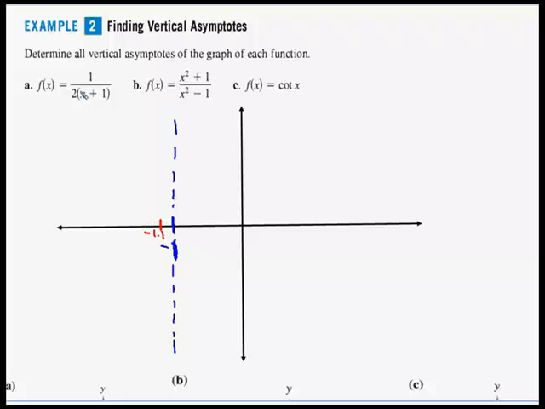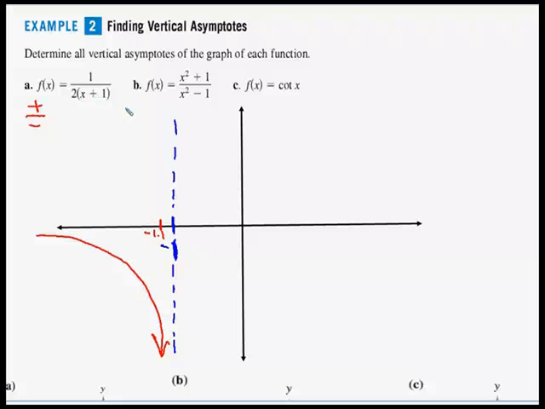If I plug in for this x negative 1.1 and add 1 to it, that's going to be a small negative number. Times 2 makes the whole denominator negative, so we have positive divided by negative, which means we're going to head for negative infinity.